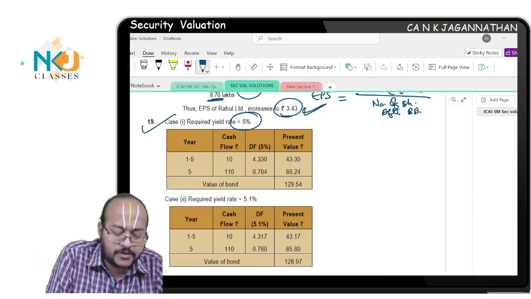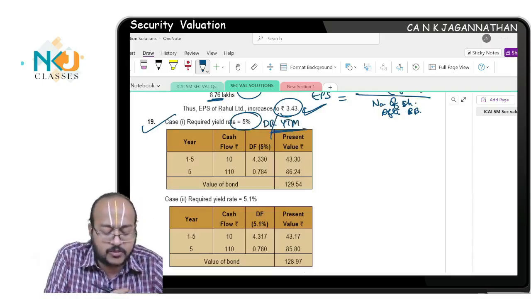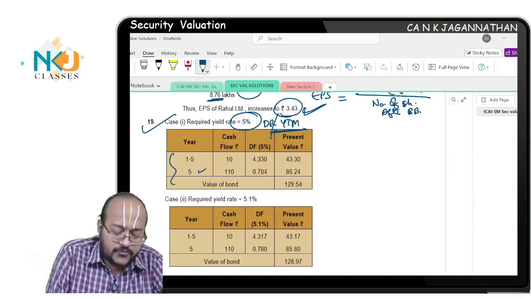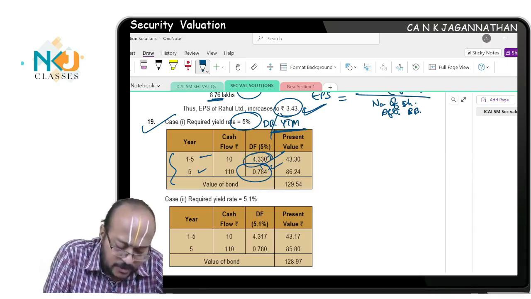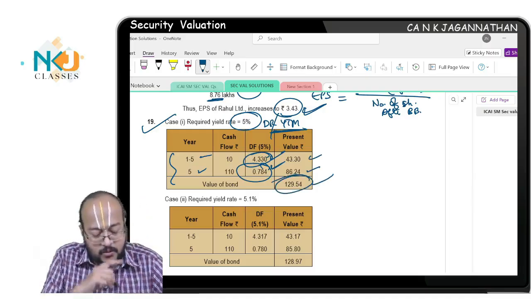Case A, if yield is 5%, which means discount rate, or YTM, yield to maturity, 5%. Now what do you do? Year 1 to 5. This is the present value annuity factor, and this is the present value factor at the end of year 5. You will arrive at the value of the bond.